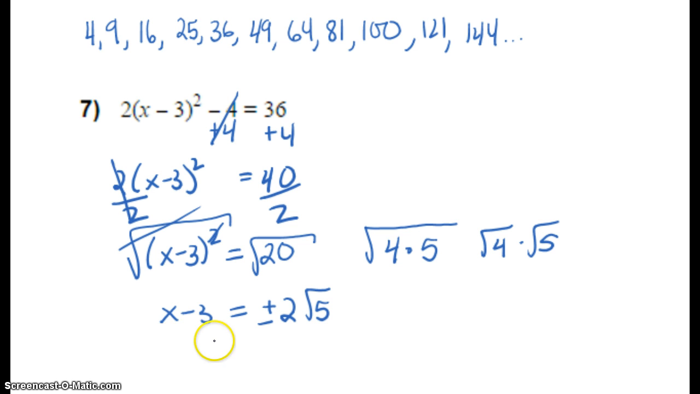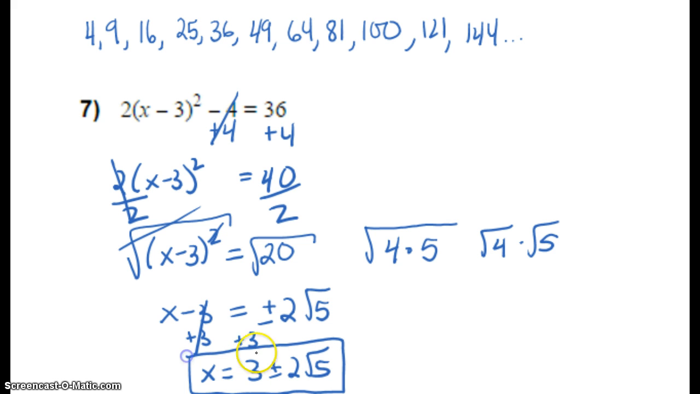We're focused over here and we want to get this x by itself. So the question is, what do I do over here to get x by itself? And of course the answer is we're going to add 3 and add 3. And when you do that, these are not like terms. You can't put them together. So the best we can say is that x equals 3 plus or minus 2 root 5. And that's how I'm going to leave the answer, just like that. Hooray.